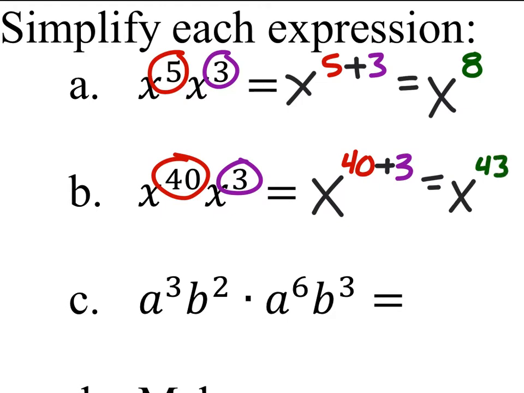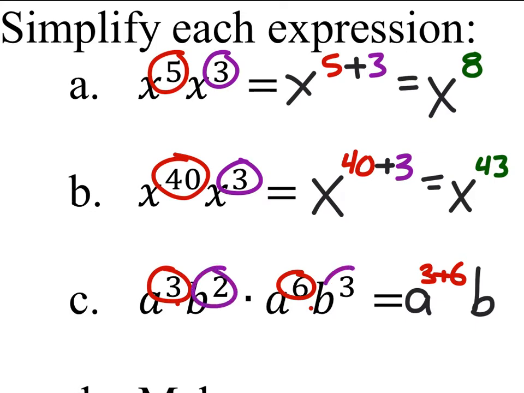Now C is a little bit different. We got the two bases, we got A and B, but for A we've got the powers of 3 and 6, so we're going to have to add those together. See, all of this is multiplication between there as well. And then B, we've got powers of 2 and 3, so that's 2 plus 3 right here. So this ends up being A to the power of 9, and B to the power of 5.